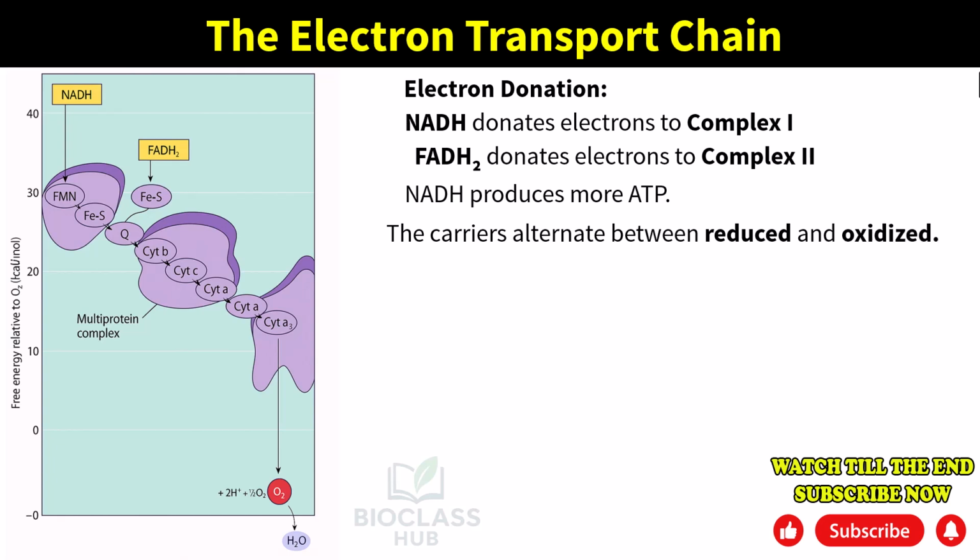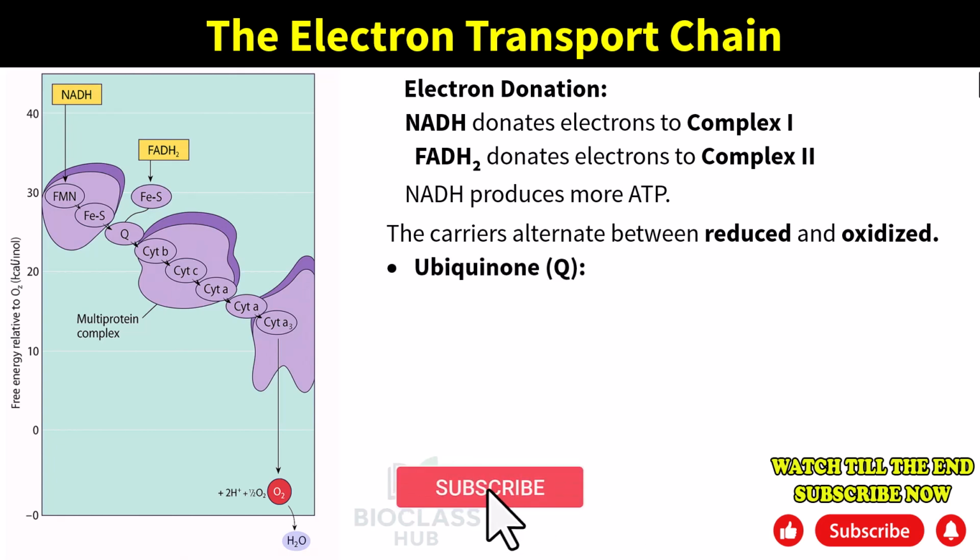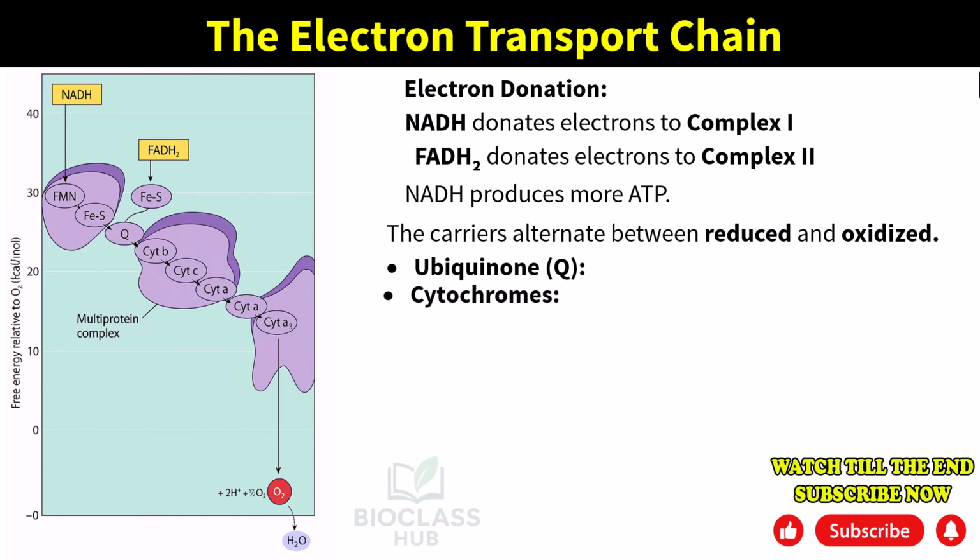The carriers alternate between reduced, when they accept electrons, and oxidized, when they donate electrons. Key carriers include ubiquinone, represented as Q, a small mobile molecule that shuttles electrons between complexes 1 or 2 and 3. Cytochromes are proteins with heme groups that carry electrons between complexes 3 and 4.